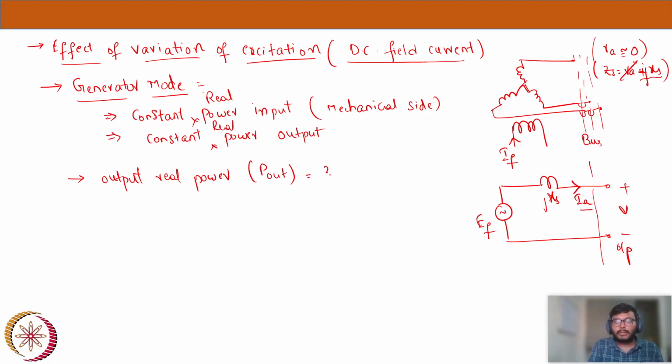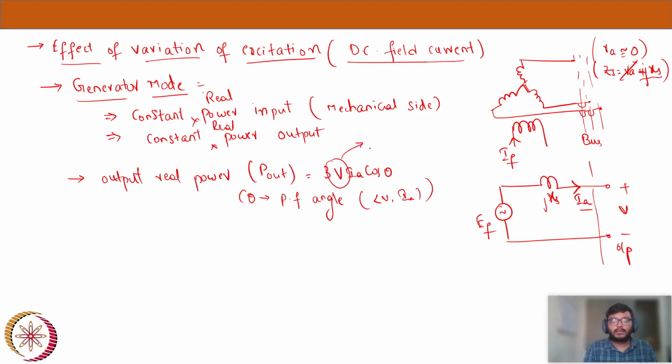Now my three-phase output will be 3 V IA cos theta, where theta is the power factor angle. We know that. So here it's the angle between V and IA. So this is the power factor angle. Now what is V here? V is the bus voltage. It's always constant. It's a constant value.